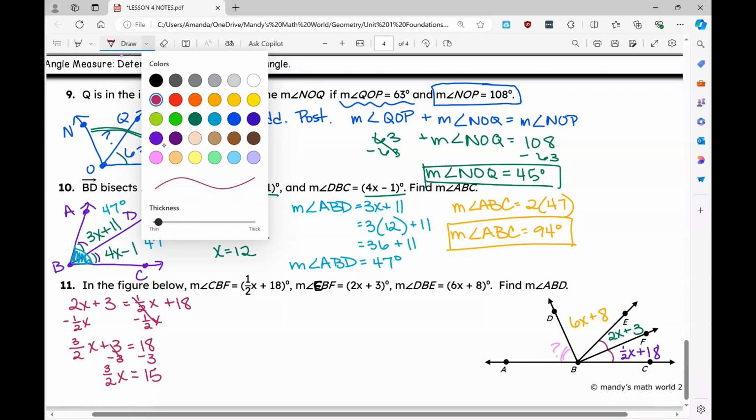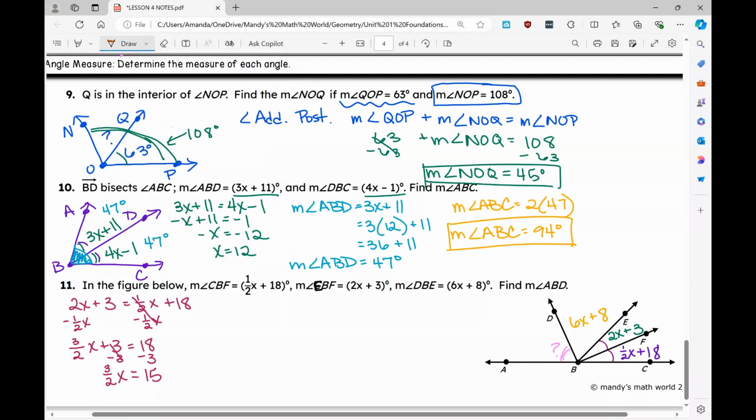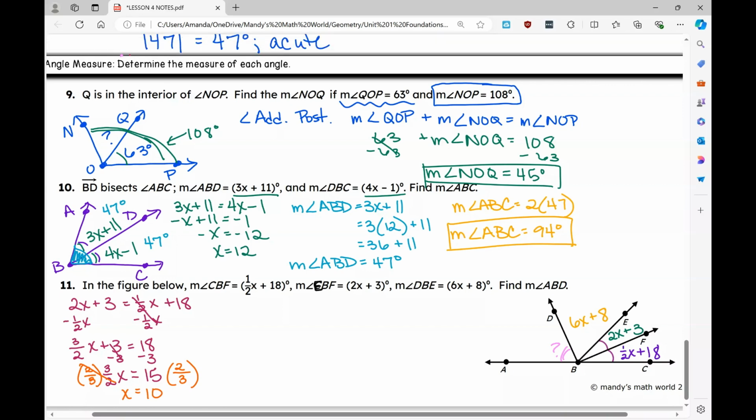How do I undo this fraction right here? I multiply by the reciprocal. That gets rid of that. x equals... what I do to one side, I have to do to the other. 15 times 2 is 30, divided by 3 is 10. So I get that x equals 10. All right, let's find some angle measures. I know that the measure of angle CBF right here is 1/2 x plus 18, okay? And the measure of angle EBF is the same angle, right?